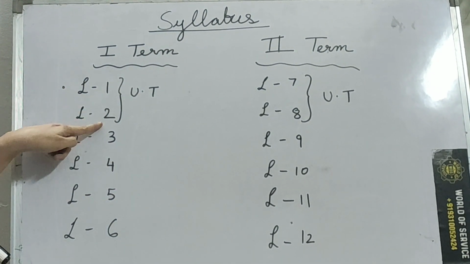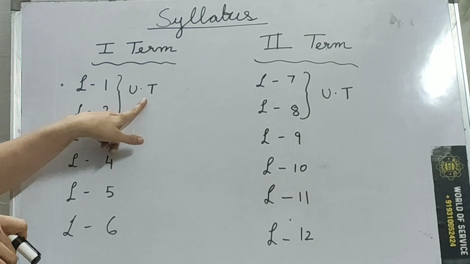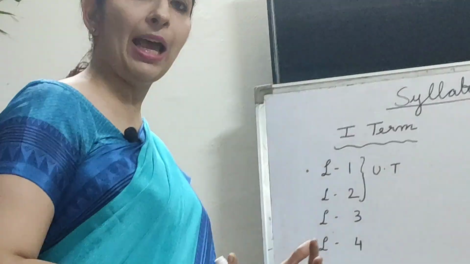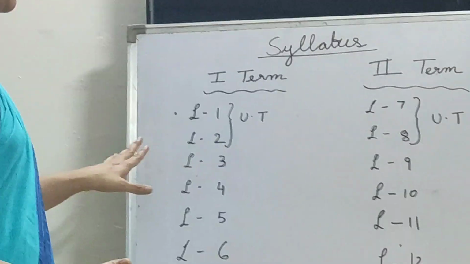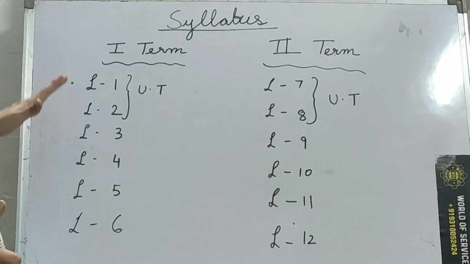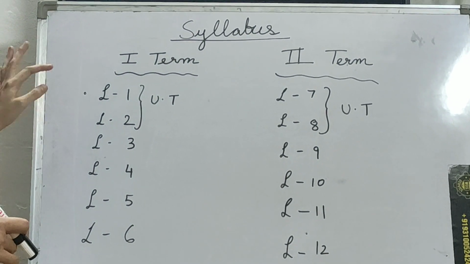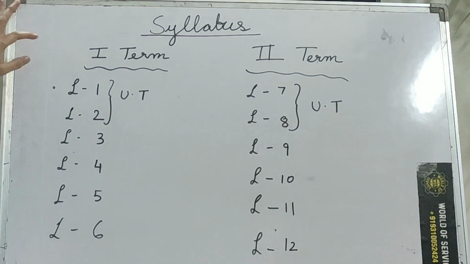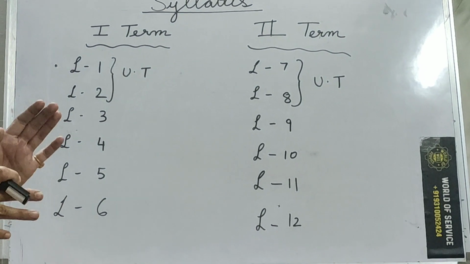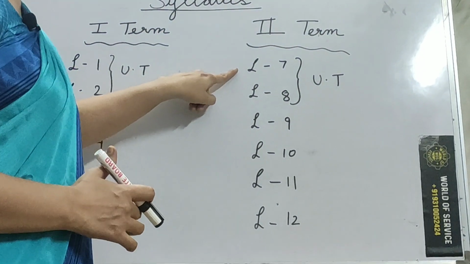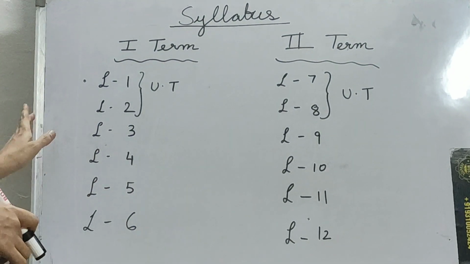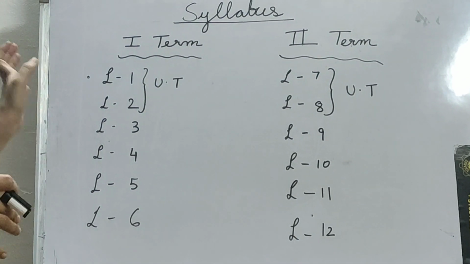Now this 1 and 2 lesson was supposed to come in UT, unit test, okay? But as right now we are not having the test, so maybe we can take it a little later. Even if it is in UT, still they will come in first term examination. So right now what we will focus on is completing lesson number 1 to lesson number 6 in first term, and second term is from lesson number 7 to lesson number 12. Children, please note it down in your book or somewhere safe.